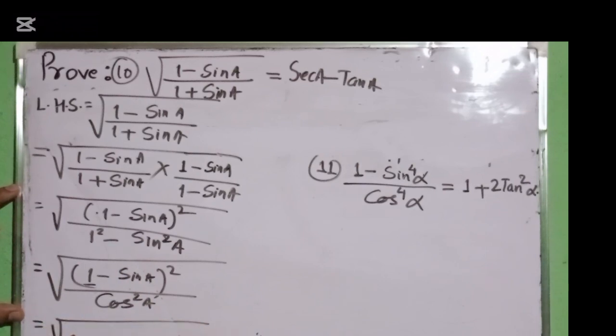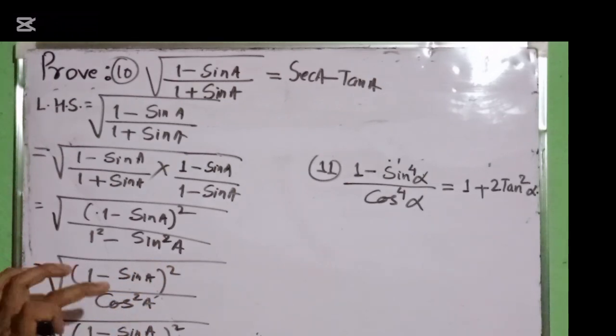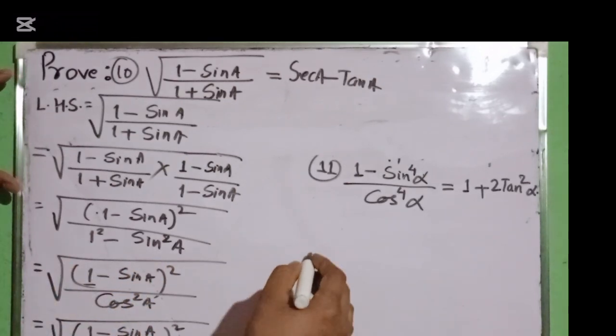Look here, whole bracket (1 minus sin A) by cos A whole square, because here is also square, here is also square. Then we can put them in bracket and write whole square. And after that, what to do? Look here, children.